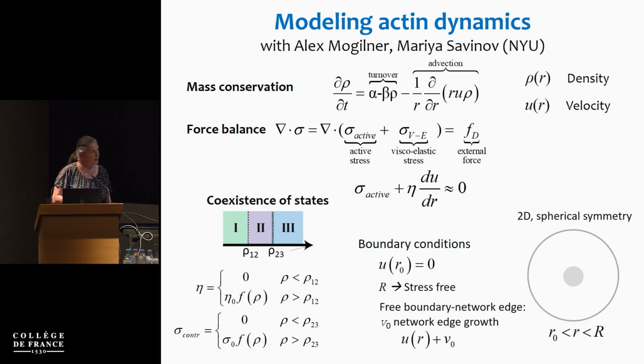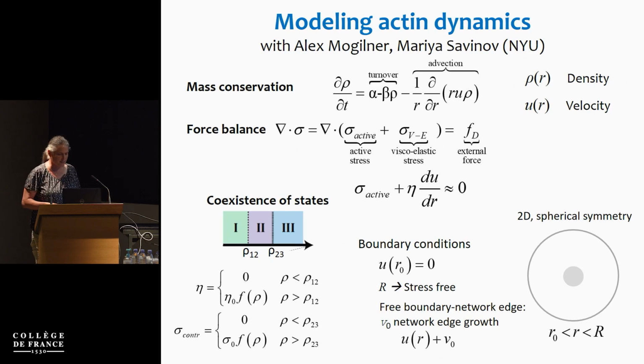And we incorporate the boundary conditions. So we're taking this pancake geometry, assuming spherical symmetry. At the center, we have zero flow. At the boundary, we have a stress-free boundary condition. And there's another important boundary condition. There's actually a free edge between the gas phase and the network. And we incorporate some edge growth velocity, which physically would correspond to assembly at the edge of this network, on top of the flow of the network.